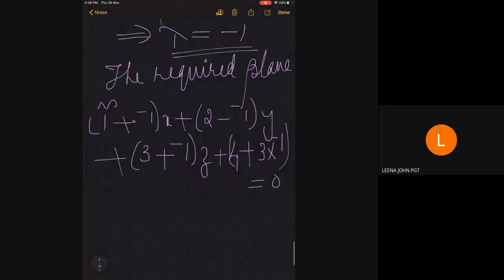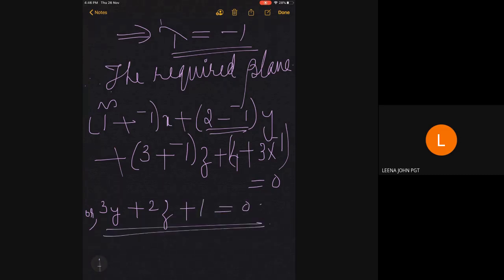And you can see that your answer is 2 plus 1, that is 3y, then plus 2z plus 1 equal to 0, which is the equation of the required plane.